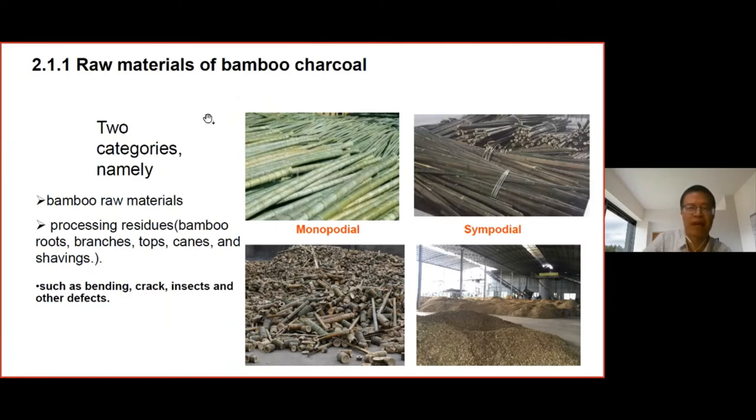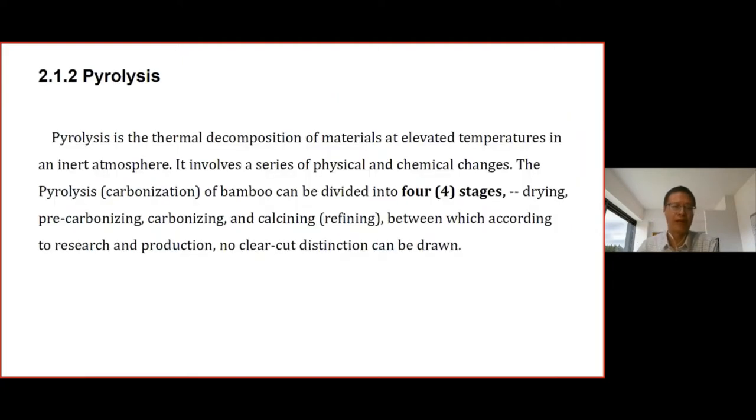Raw materials for bamboo charcoal usually fall into two categories. One is bamboo raw materials, including monopodial bamboo and sympodial bamboo. Another is processing residuals, such as bamboo roots, branches, tops, canes, and sheaths, even if they have bending, cracks, insects, and other defects. In summary, we can use any kind of bamboo materials for bamboo charcoal.